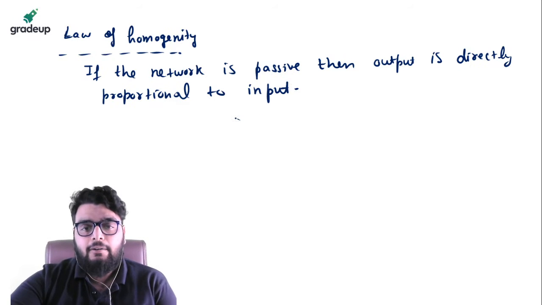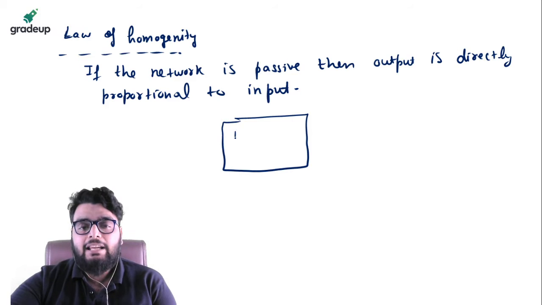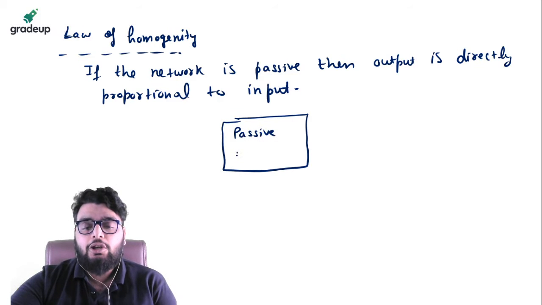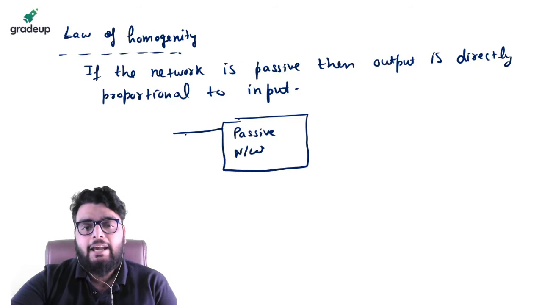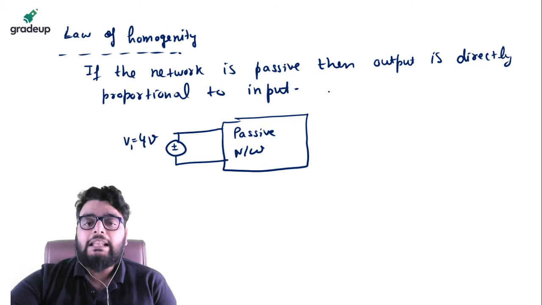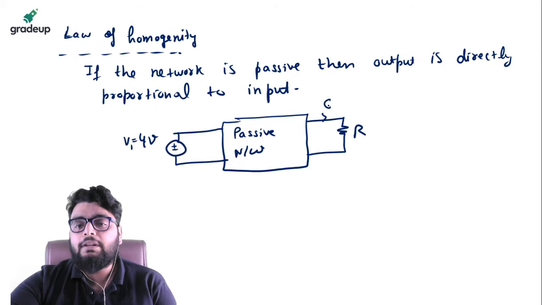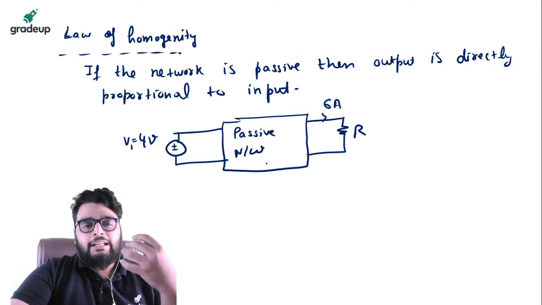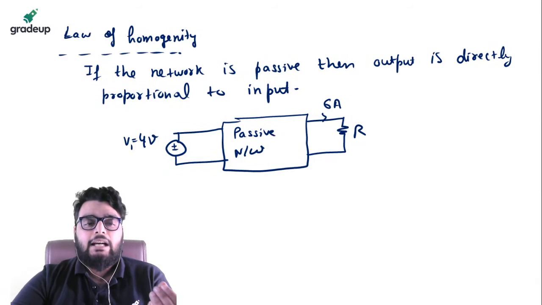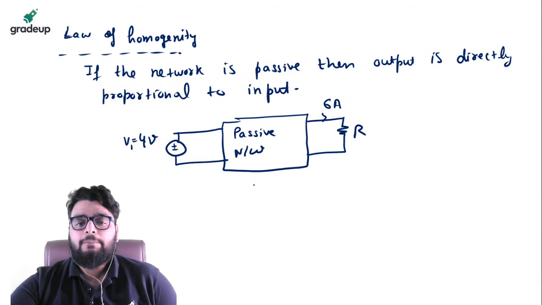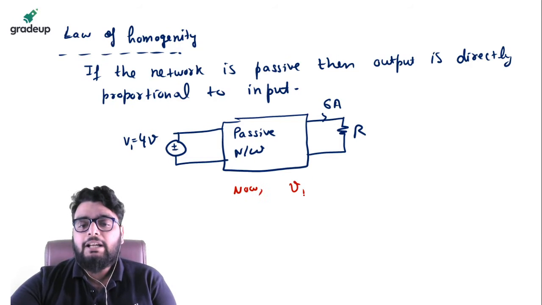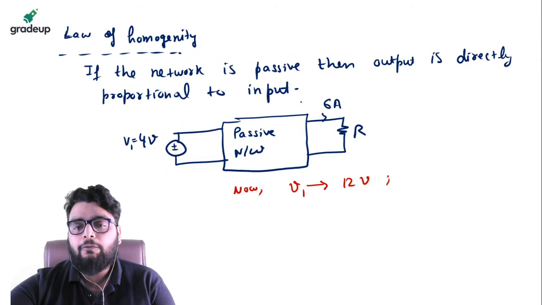For example, see, I am giving you a passive network such that here I am applying a single input. Let us suppose I am giving V1 equal to 4 volt. Now, if I measure from the ammeter, the current comes out to be 6 ampere. So it is given that initially when I applied 4 volt, the current came out to be 6 ampere. Now, what is given in the question? Now V1 is changed to 12 volt. Then I need to find out what will be the current I.